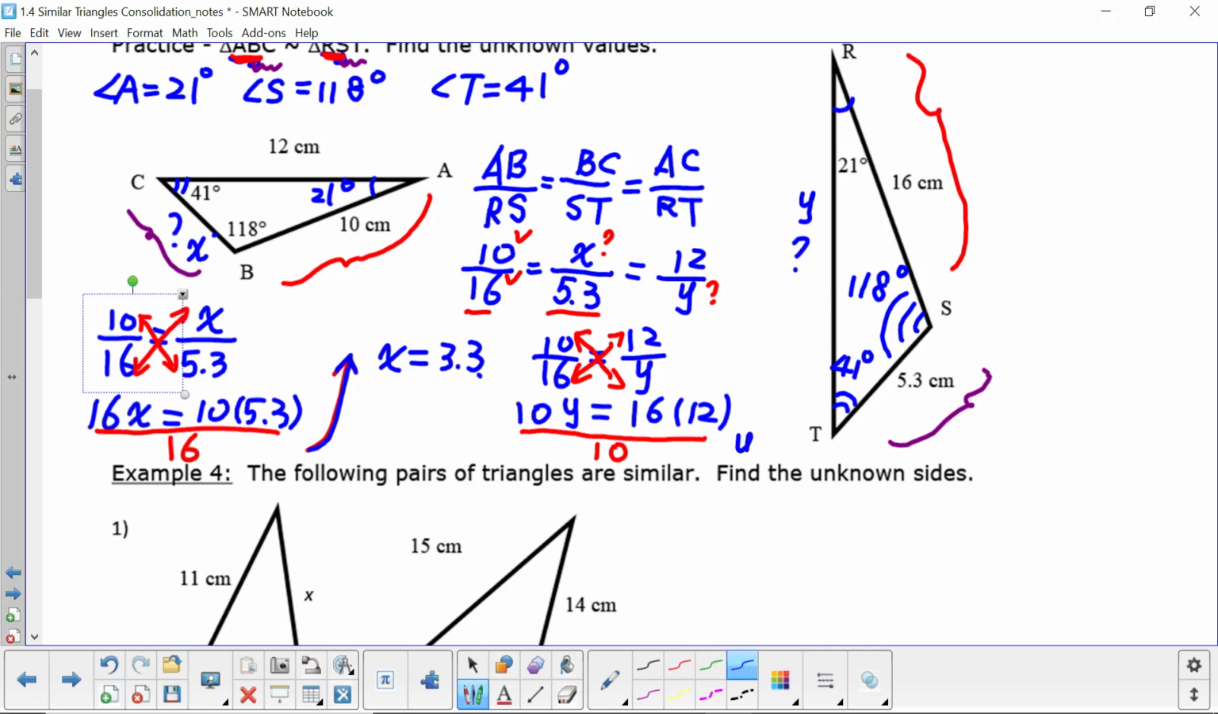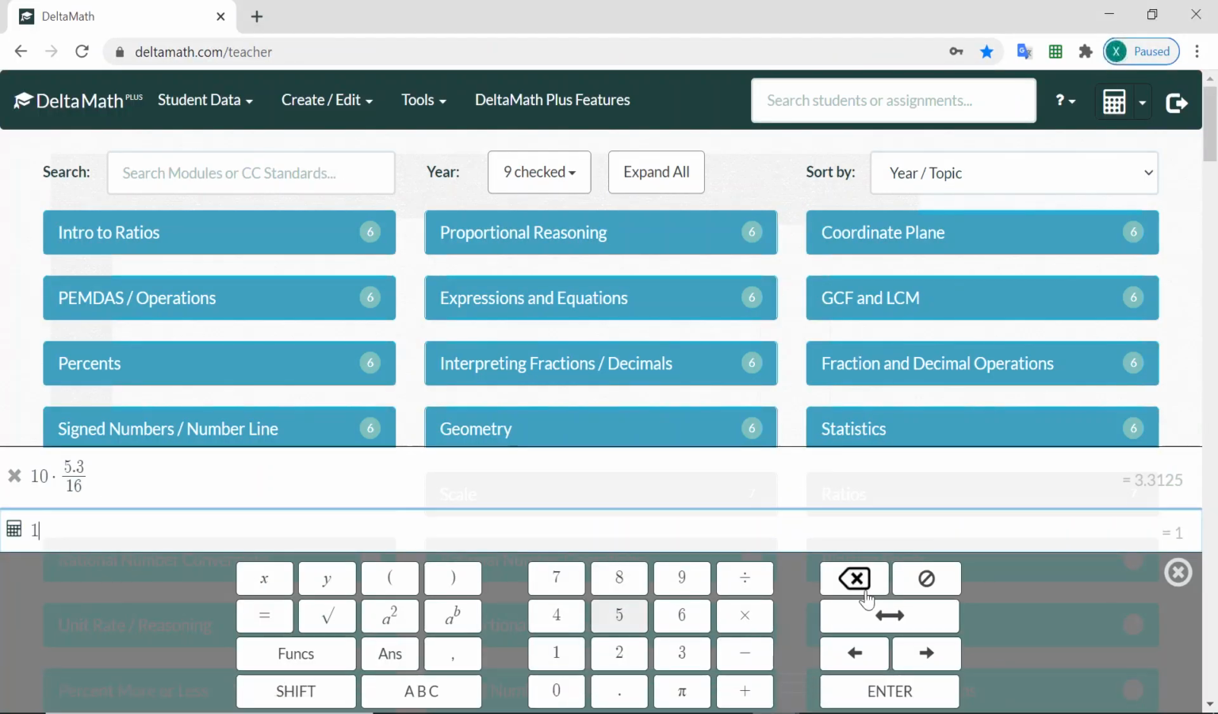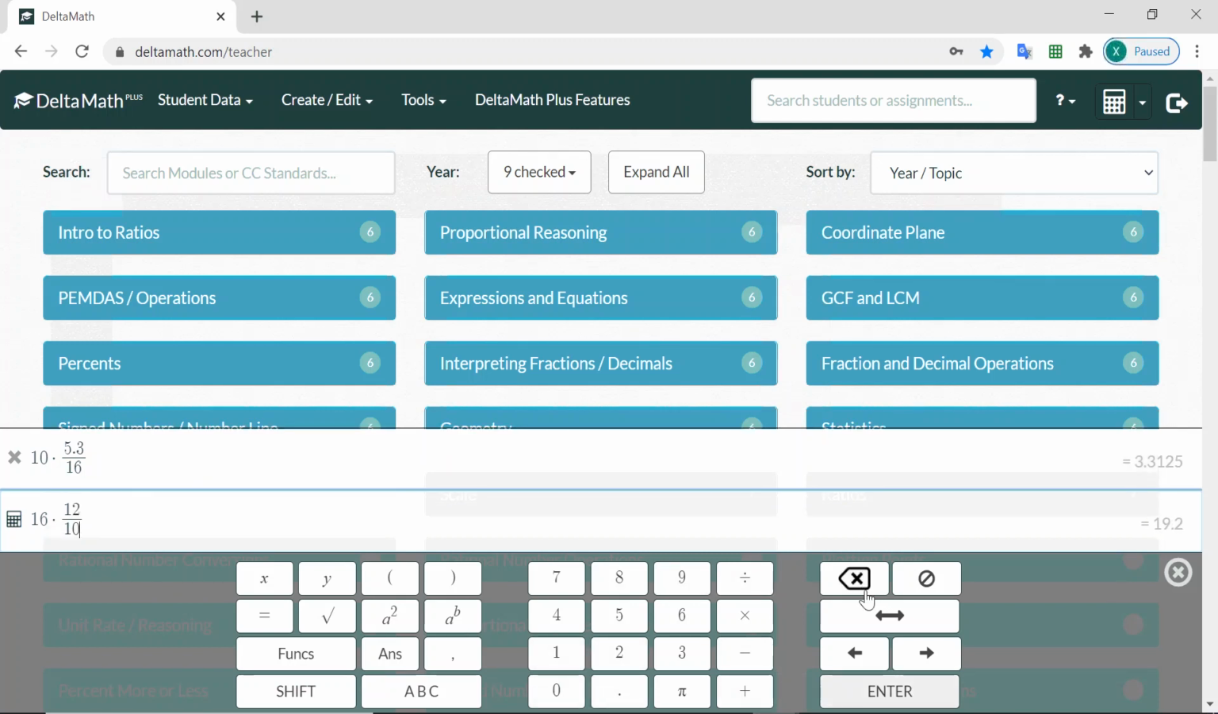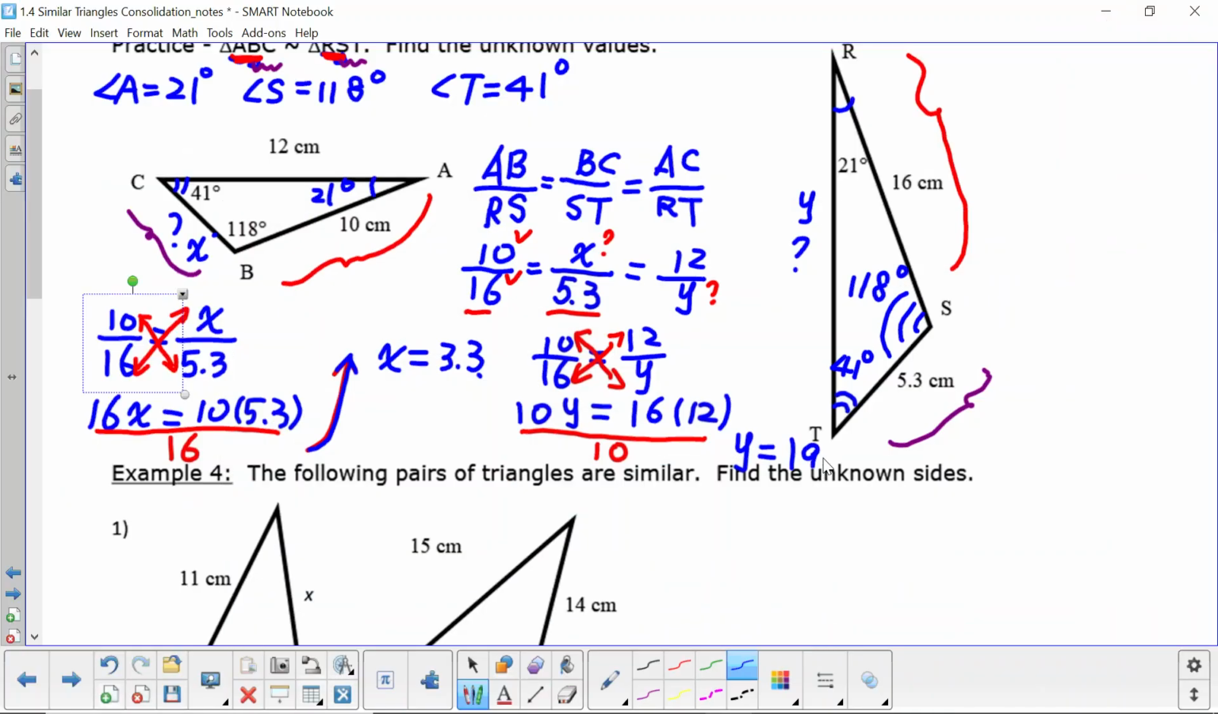Then get your calculator out. You will have 16 times 12 divided by 10. Then you have the answer, which is 19.2. And put the unit here, centimeter. This is a centimeter. Then it's done. So check your answer to see if you got it correct. And if needed, you could rewind this video and watch the steps again.